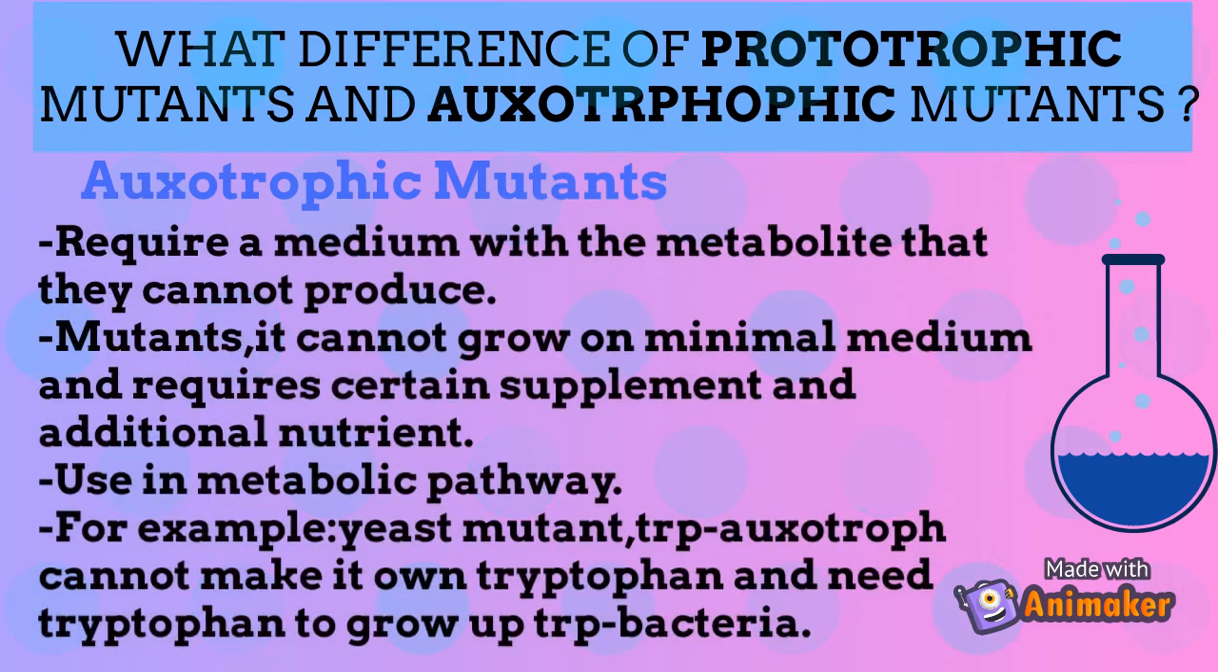Auxotrophic mutants require a medium with the metabolite that they cannot produce. They cannot grow on a minimal medium without certain supplements or supplied nutrients. They are used in studying metabolic pathways. Examples of auxotrophic mutants are yeast mutants and the tryptophan auxotroph, which requires tryptophan to grow the bacteria.